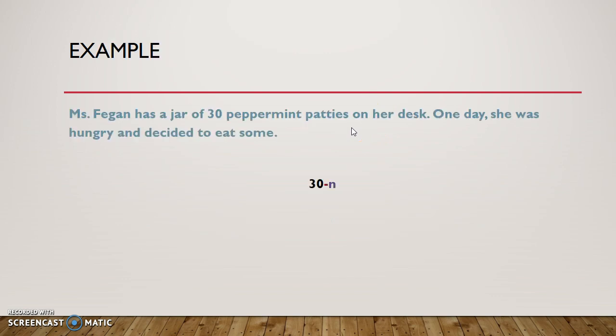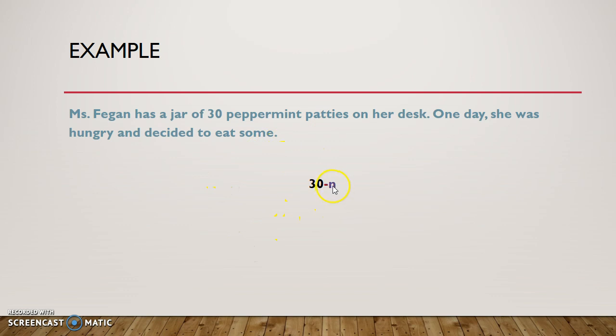Here is an example of an expression. Miss Fagan has a jar of 30 peppermint patties on her desk. One day she was hungry and decided to eat some. So here we have our expression that represents that statement. Here is our number 30, which represents the 30 peppermint patties that I had on my desk. One day I decided to eat some.